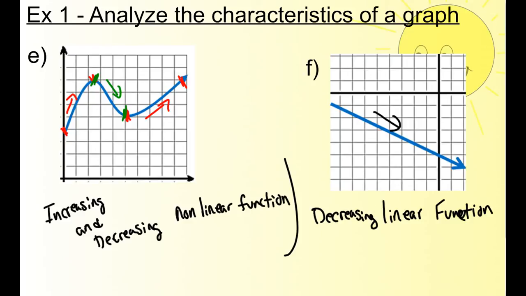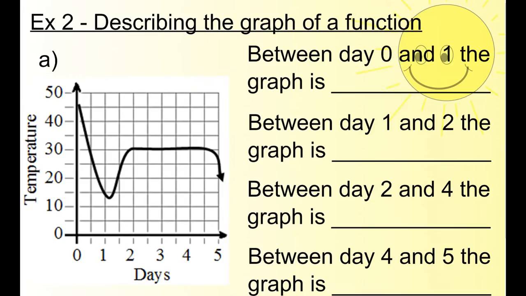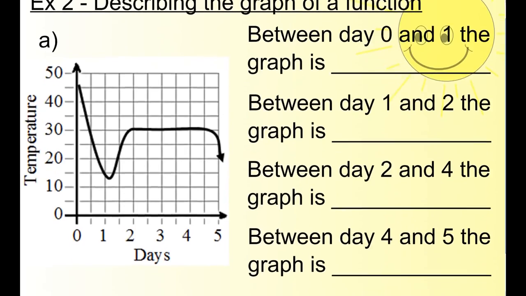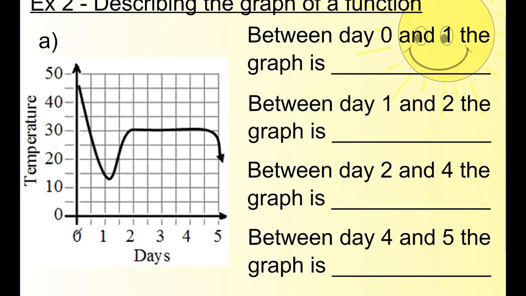Okay, so these are all just very general. Just looking at a graph, is it going up, or is it going down, linear, nonlinear? Now we're going to start getting into the specifics of the sections of a graph. So here, this is talking about the temperature over 5 days. And we're going to look at the specifics of each little section.